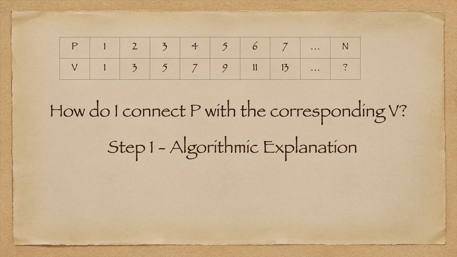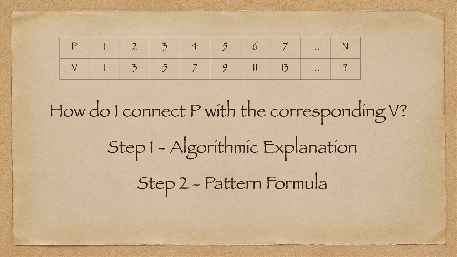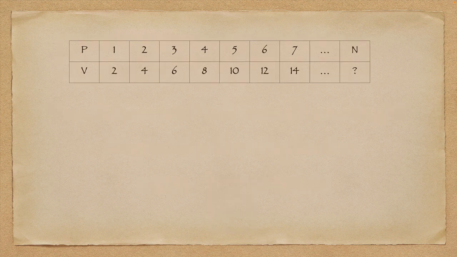Now, the second step is to make that into a pattern formula, to come up with a generic value saying, if my position is n, what's my value? And in this case, it's 2n minus 1. I'm just translating the algorithmic explanation into a mathematical formula, saying whatever is the position, if that position is n, then twice that minus 1 is the pattern formula.